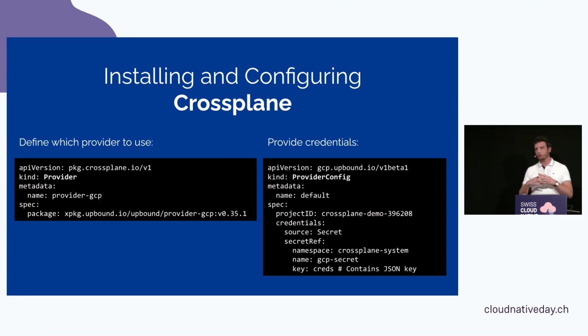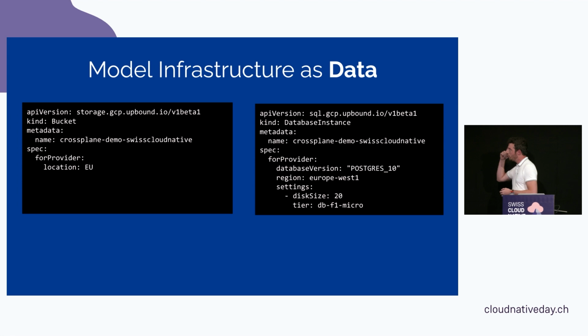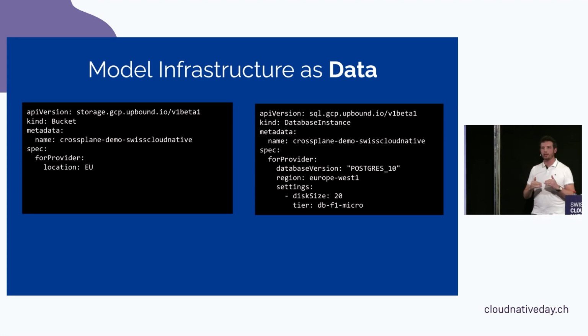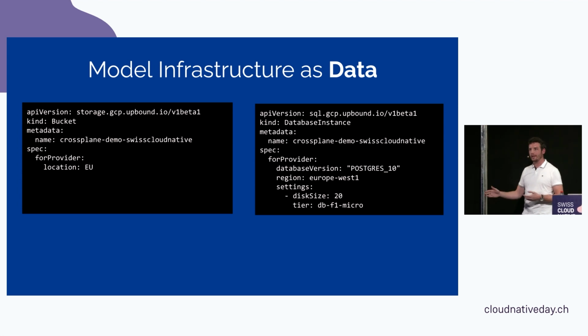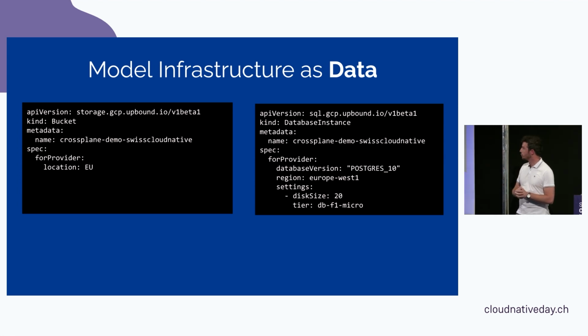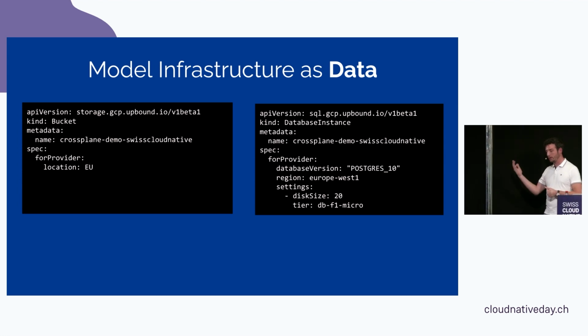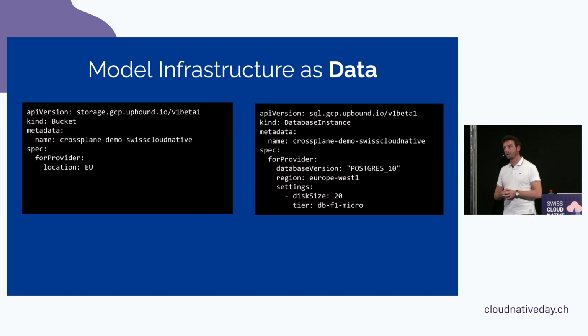After that, what we are going to do is model our infrastructure as data. Keep in mind that since all of these are custom Kubernetes resources, I can kubectl explain them. I can say kubectl explain bucket, and in my kubectl output, I will see all the different options that I have to create a bucket on GCP. In this case, I'm creating a bucket called Crossplane Demo Swiss Cloud Native, and I'm creating it in the EU. Over here, instead, I'm creating a database, right? The Crossplane Demo Swiss Cloud Native again. I want a database version Postgres 10 in the region EU West 1 on a small instance with a disk size of 20 gigabytes.